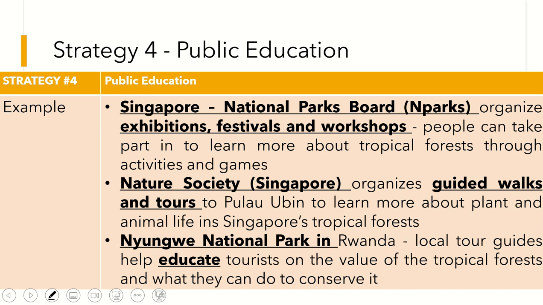in school, all right? So another example in Singapore is when the Nature Society organizes guided tours and guided walks to Pulau Ubin to learn more about plant and animal life in Singapore's tropical forest. In fact, many places do that. So for example, if you have been to Sungai Buloh and if you have taken a guided walk by one of their volunteers or their tour guides to learn more about how mangroves are important to the overall ecosystem in Singapore, that is an example of public education.